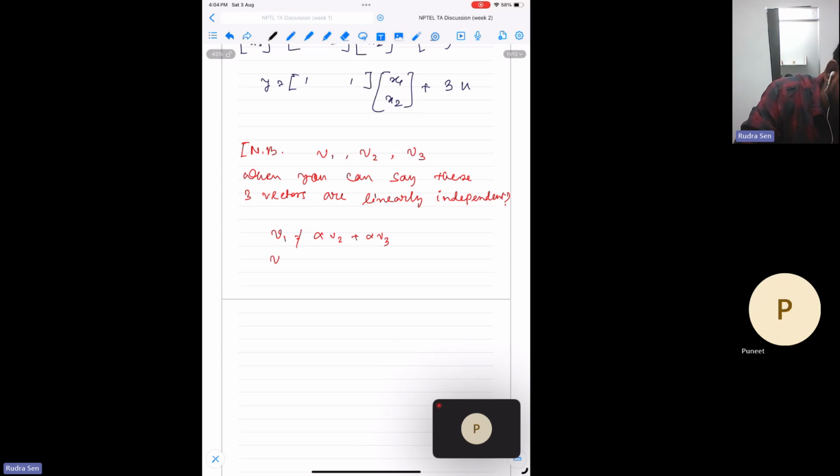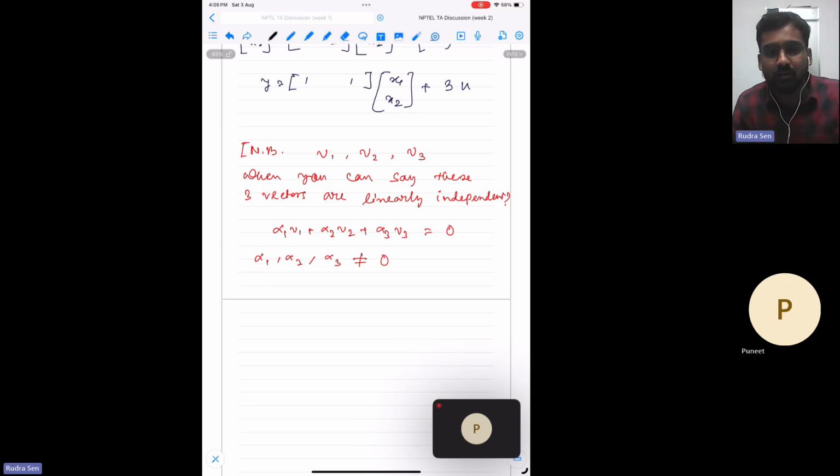It is not possible. Let's say v2 is not possible in terms of v1 and v3, or v3 is not possible, or let's say this is not the exact definition. So basically, the exact thing is, let's say I have alpha 1 v1, alpha 2 v2 and alpha 3 v3, and I get the value of 0, where alpha 1, alpha 2 and alpha 3 are not all equal to 0, or any of these are not equal to 0.